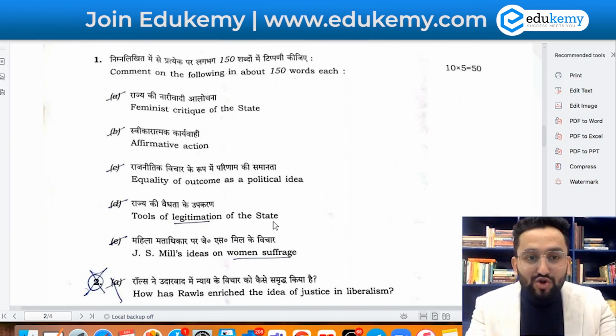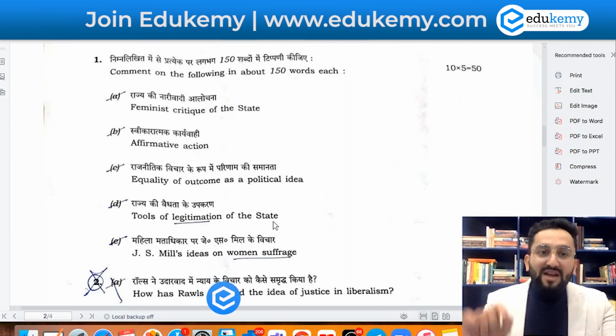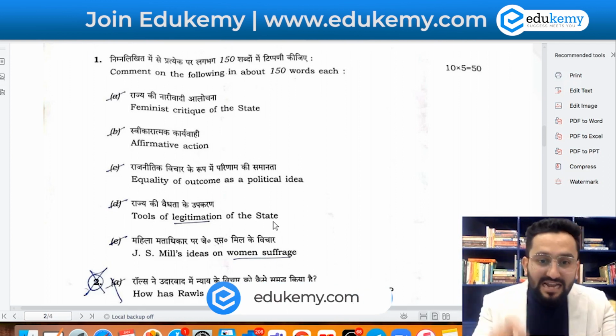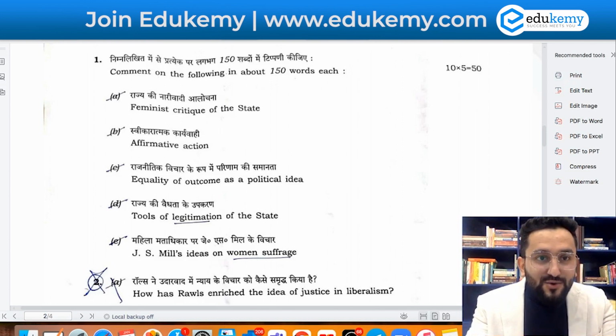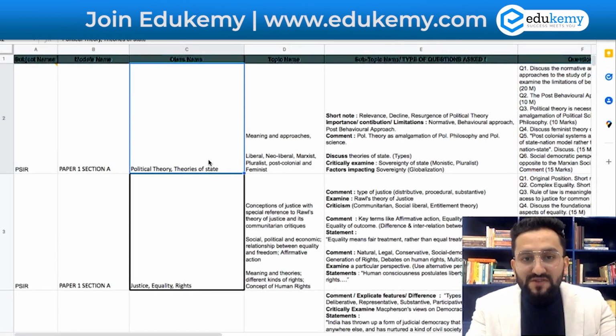I would say it's a direct question in the main support program as well as in the enrichment program. I deliberately pushed this factor: as per the trend, one question is expected from the types of theories on the state. So let's have a look. From theories of the state, the subtopics mentioned by UPSC are liberal, neoliberal, Marxist, pluralist, postcolonial, feminist. So UPSC has specifically given you the hint that feminist is a keyword.